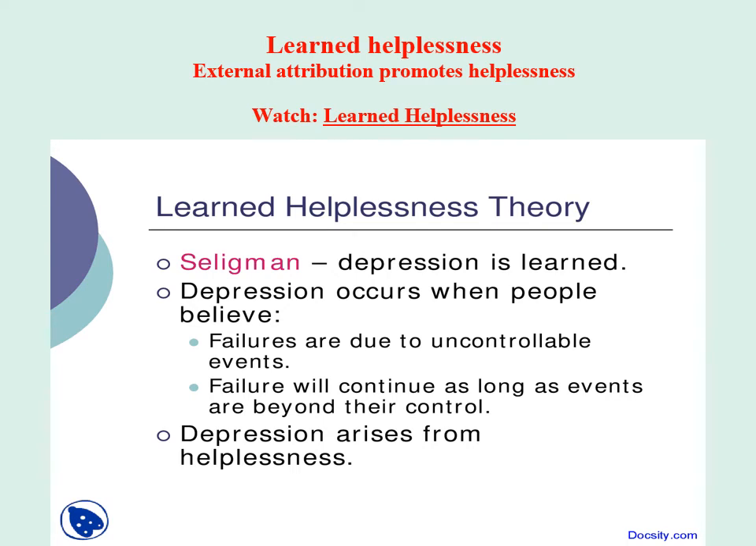Learned helplessness is essentially a theory that seeks to explain what happens to people when they face uncontrollable outcomes and situations. Seligman argues that depression is essentially learned. We learn that our behavior is ineffectual when we experience repeated instances of not being able to change the situation. Depression occurs when people believe that failures are due to uncontrollable events, and this failure will continue as long as events are beyond your control. So depression arises out of learned helplessness.